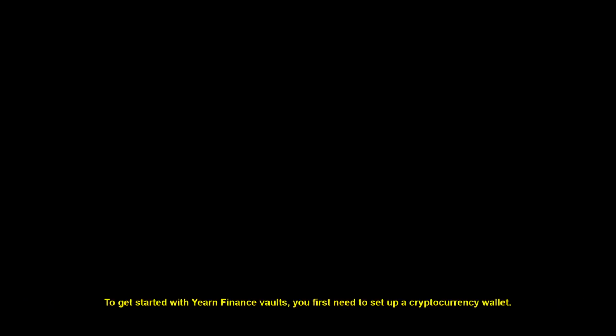clearly. To get started with Yearn Finance Vaults, you first need to set up a cryptocurrency wallet. Download MetaMask or another compatible wallet extension. Install the wallet and create a new wallet if you don't have one. Once set up, purchase some Ethereum for transaction fees. Transfer your Ethereum to your MetaMask wallet.